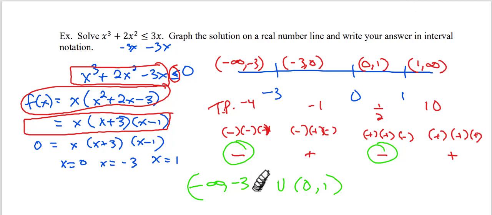So I need to include these values where it's equal to 0. So I have to do a bracket on negative 3. I want to include the negative 3. I want to include the 0. I want to include the 1. Everything in between 0 and 1, and everything below here. So I need brackets instead of parentheses here to include the values where it's equal to 0.